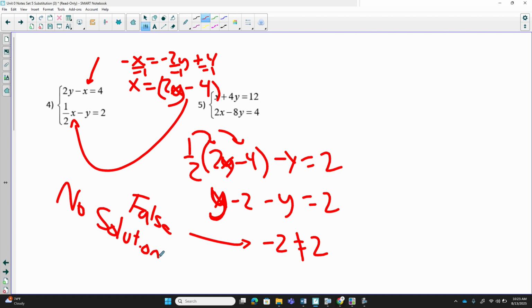You can't say all solutions on the other one. It would have to say any solution x and y. So you've got to give me the x and y. All right, questions?